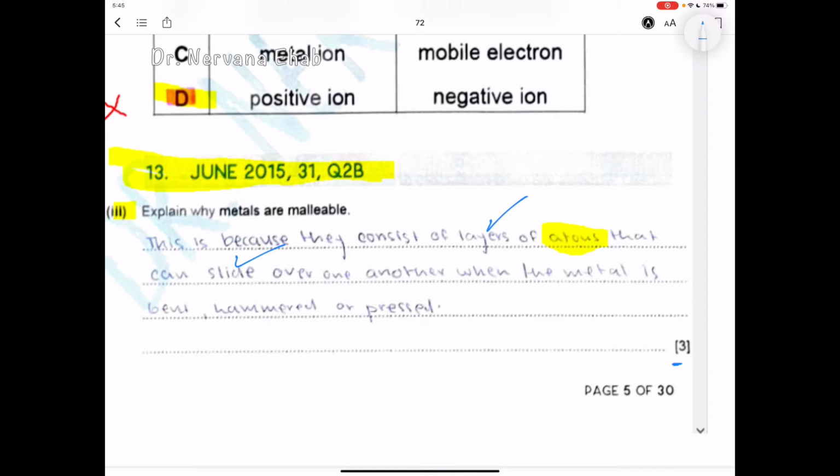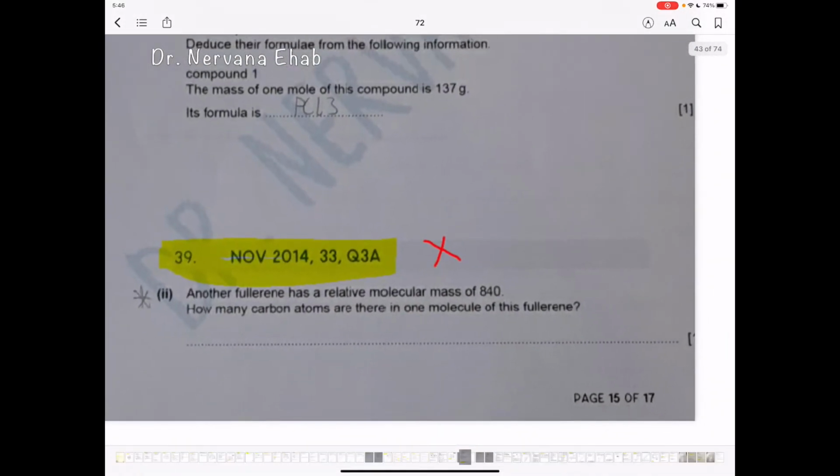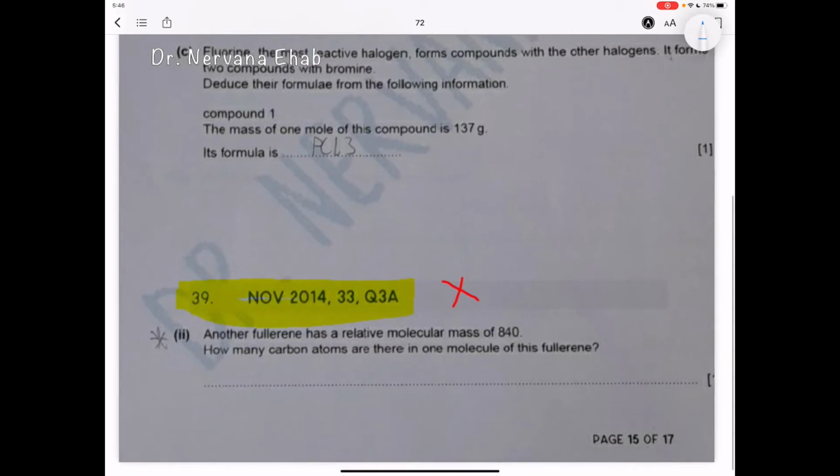Great. These are great responses. But these are not layers of atoms. They are layers of cations. So make sure you write the correct words. This question is also very common. A lot of students do not know how to answer it right away.